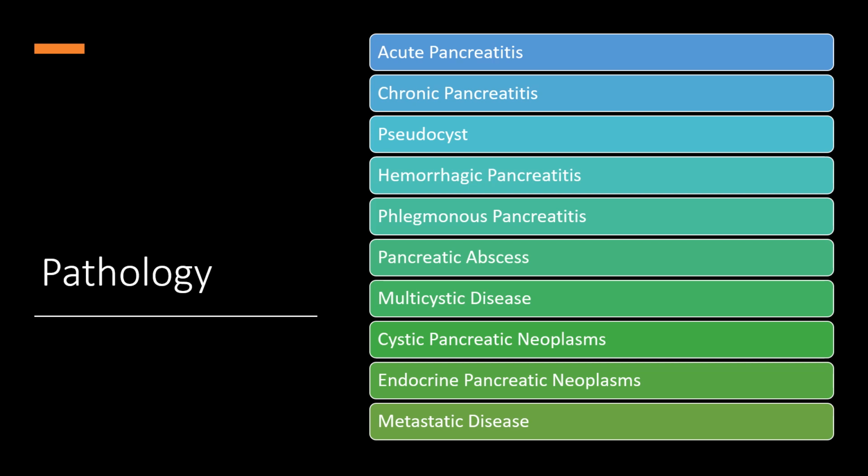We'll talk about pseudocysts, hemorrhagic, phlegmonous, pancreatic abscesses, multicystic disease, and then neoplasms, cystic pancreatic neoplasms, endocrine pancreatic neoplasms, and metastatic disease in the pancreas.